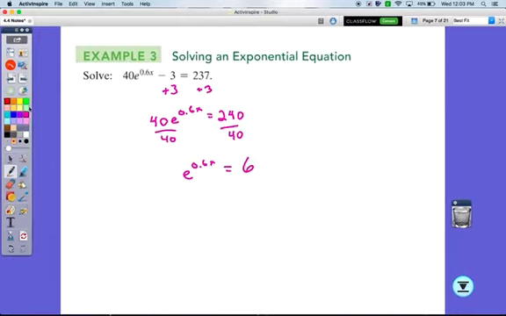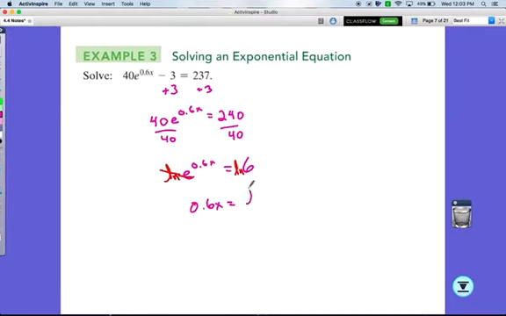And then I'll take the natural log on both sides. The natural log of the e and the natural log of the 6. On this one it's nice because we have a base of e, so the natural log and the e cancel themselves out. And I'm left with 0.6x is equal to the natural log of 6. So to get the x by itself, I just divide by the 0.6. I get the natural log of 6 divided by 0.6. And you can stick that in your calculator and get an approximation. All right, try the checkpoint.